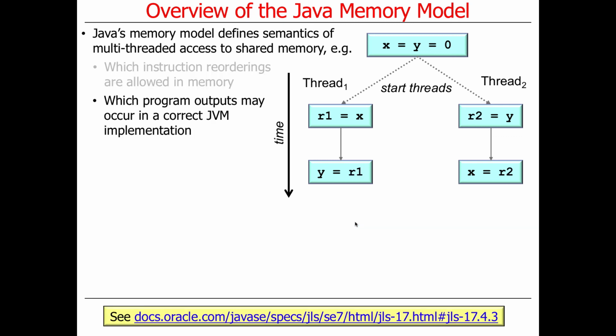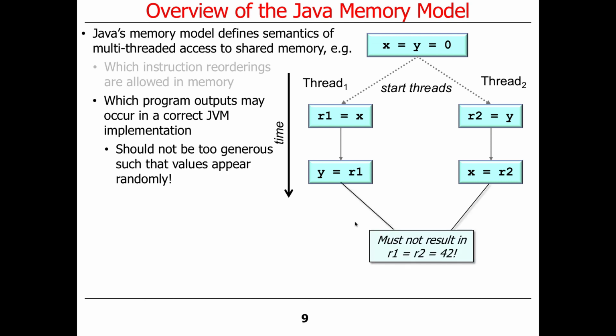Okay, so that's one thing. Another question is, what are the outputs that can occur in a virtual machine implementation or a Java execution or runtime environment implementation? What are the outputs that can show up, given the fact that the compiler and the runtime system and the hardware are free to reorder things unless you tell it otherwise? And again, you can read the spec to learn more about this.